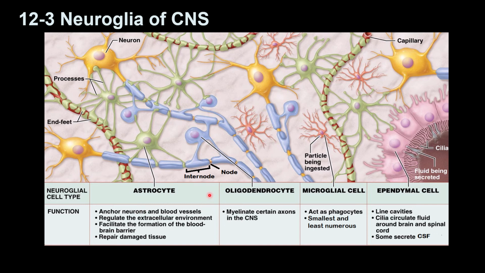Astrocytes are also important during the embryonic development of the central nervous system, and also for the 3D framework of the nervous system. So they have a lot of different functions.